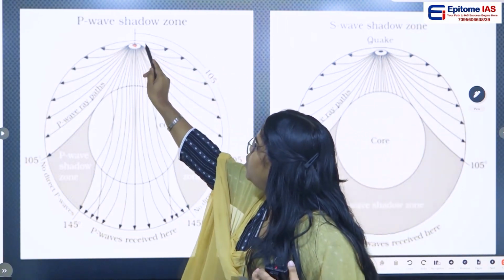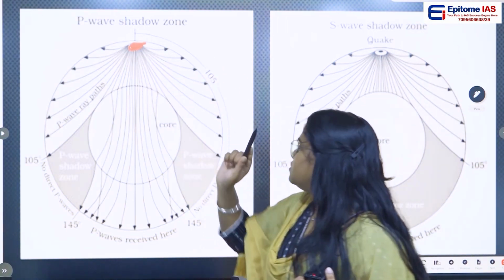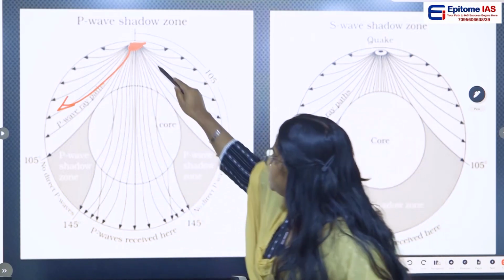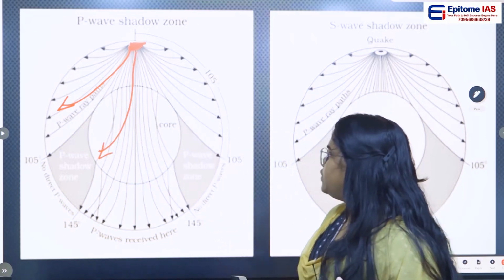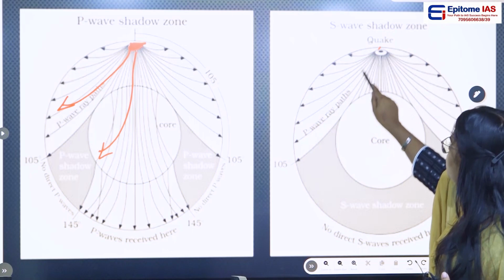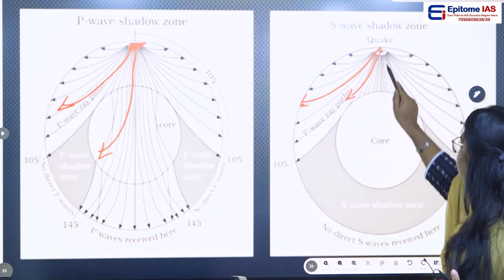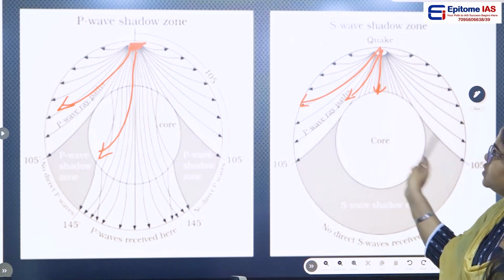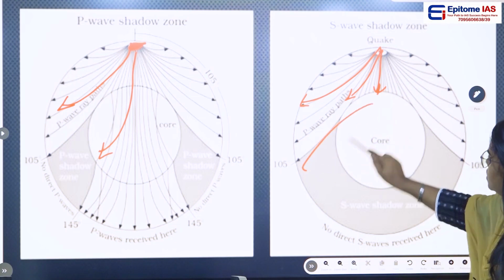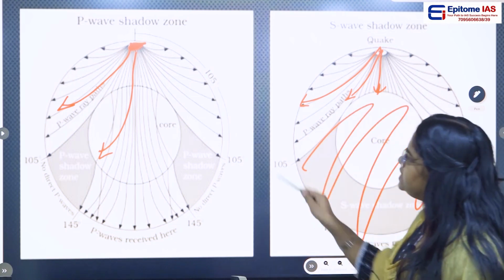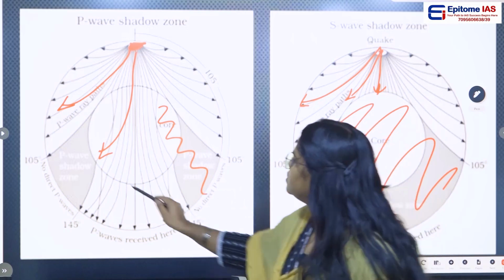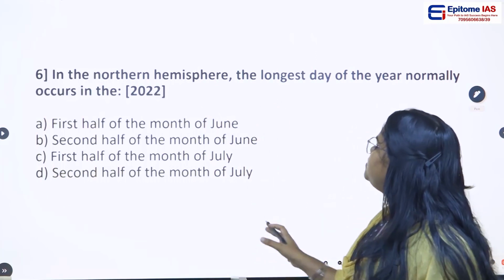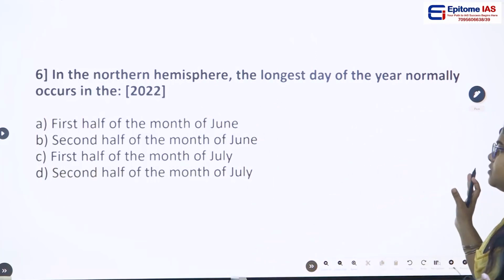Let's say this is the shadow of the P wave. Then it will travel through the solid and it can also travel through the liquid. But in case of the S wave, it can only travel in the solid, it can't travel through the liquid. So these are the pictures of the shadow zone. These are the shadow zone of the S wave, and if you see here, this is the shadow zone of the P wave.